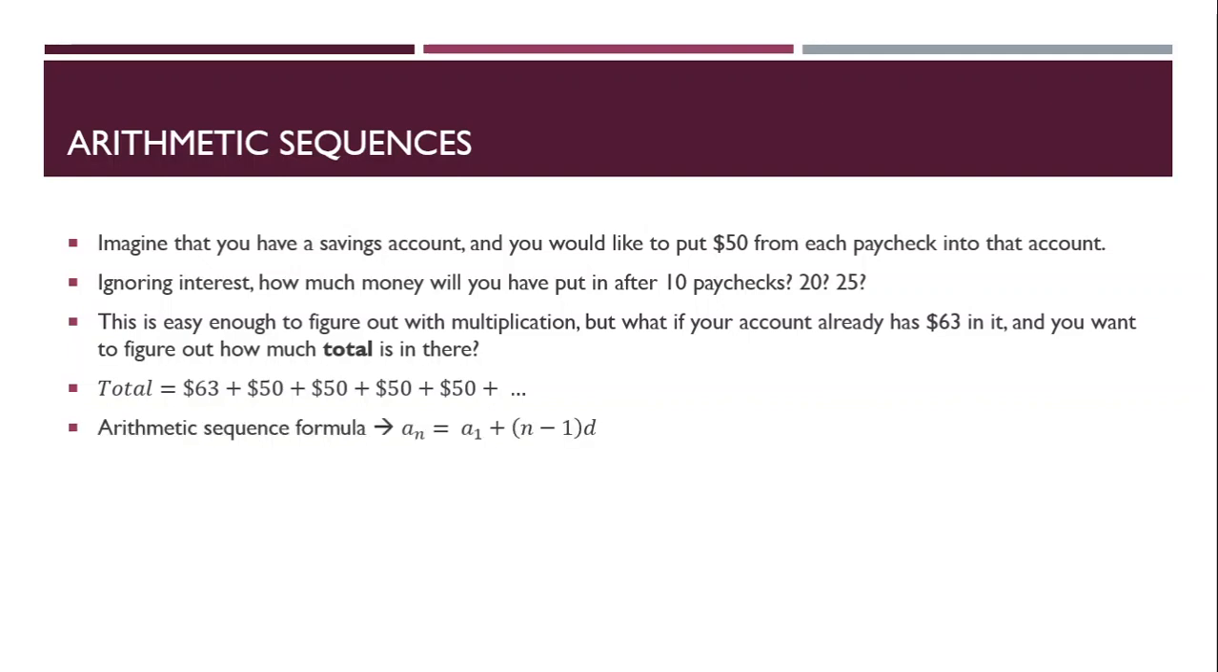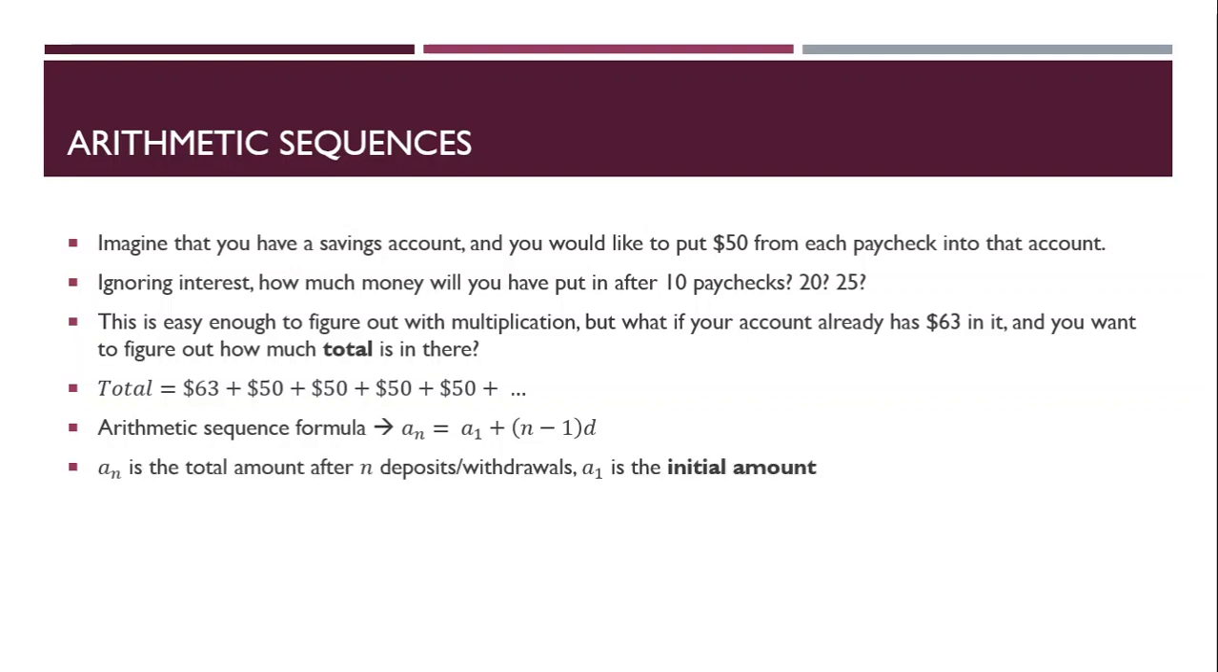And that is where the arithmetic sequence formula comes in. So it looks like this, a lot of variables, but we'll see that they're pretty simple. Our A sub n, that's our final total, is equal to A sub 1, which is our initial value, plus the quantity n minus 1 times D, which is our common difference.